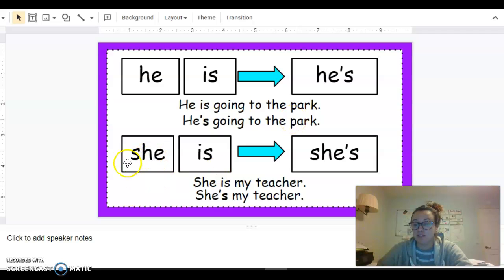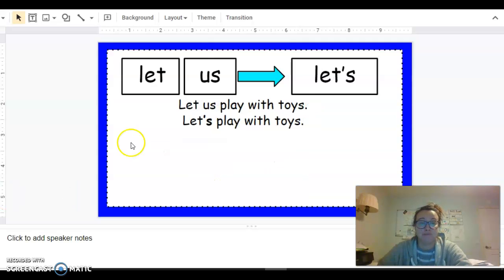The next example is she is. And again, we're going to take out that I, and it becomes she's. She is my teacher. She's my teacher. And our last example is let us. So we're going to take out the U and it becomes let's. Let us play with toys. Let's play with toys. So once you've watched this video, head to our next video so we can solve the problems together.